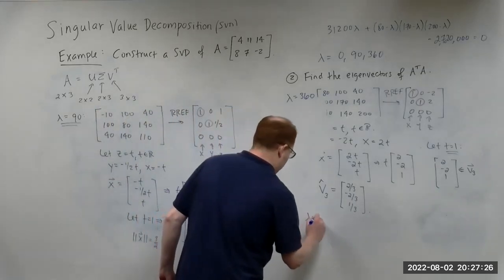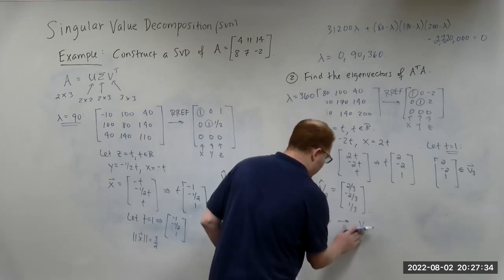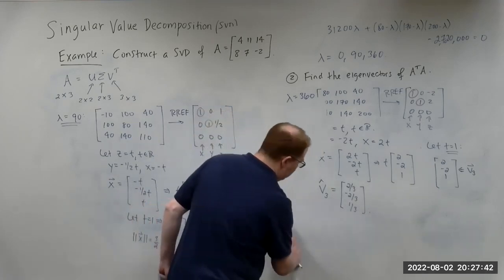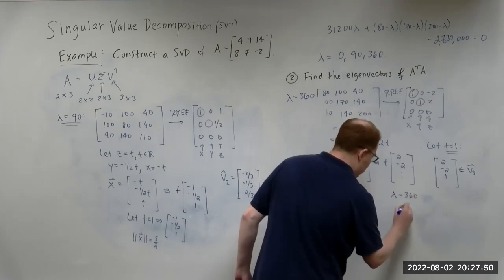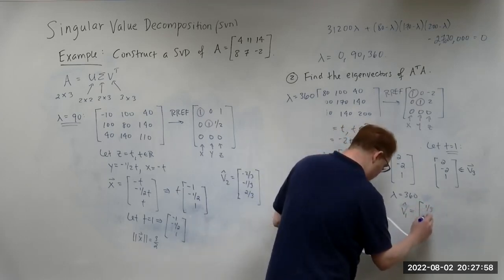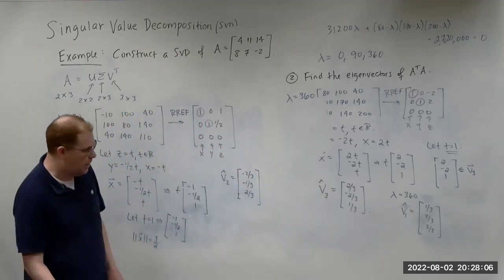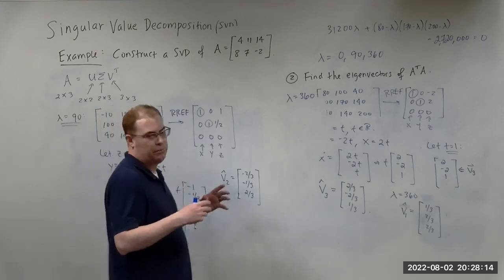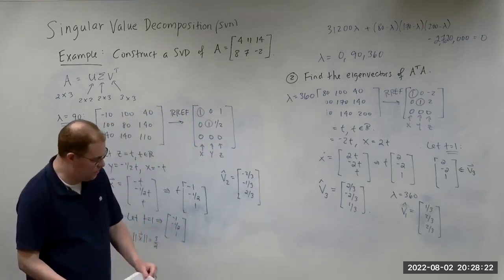So for lambda equals 360, for V1, it turns out to be 1/3, 2/3, and then 2/3. Again, same idea. Take 360, plug into that matrix that we had earlier, and then find the eigenvectors, and then choose t to be something. Doesn't matter, right? And then normalize that vector. All right, so there are our components.